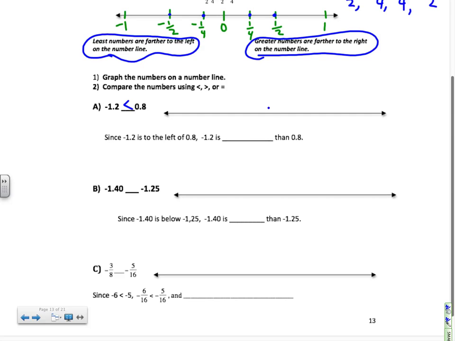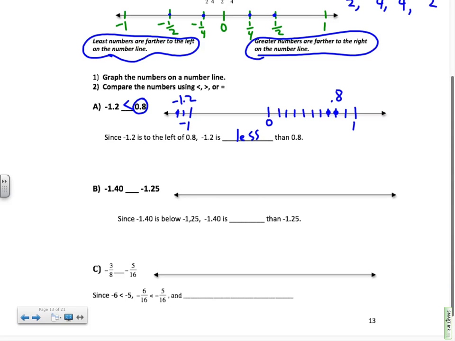If I have 0 in the middle and a 1 here at the end and a -1 here at the other end, I know that if I split this into 10 equal pieces, this is 8/10. My 8/10, I think that's 7/10. Here's 8/10. 8/10 would fall here. It's positive. -1.2, 2/10, would fall right there. So -1.2 is to the left, so that is the least number. So we can fill in less than here.